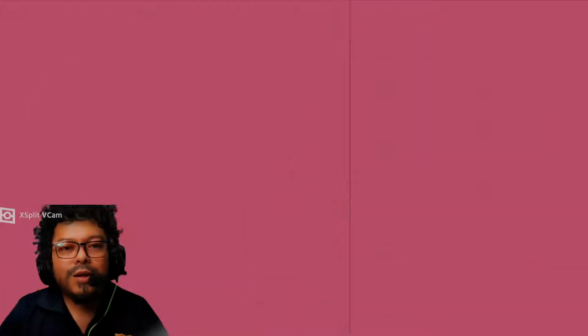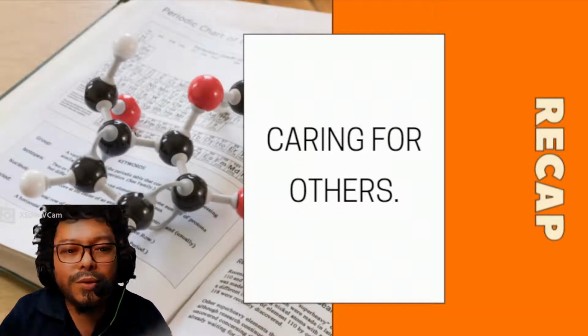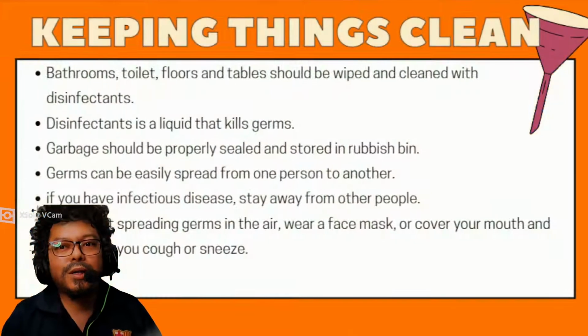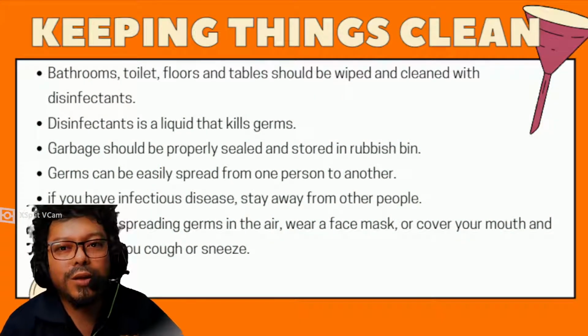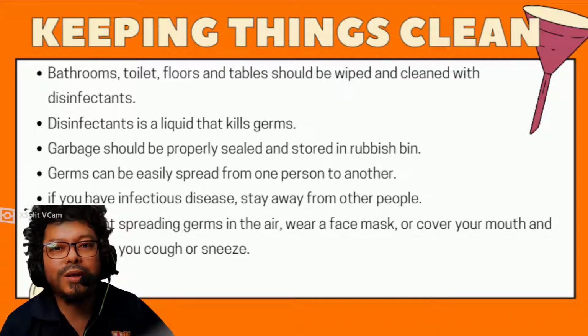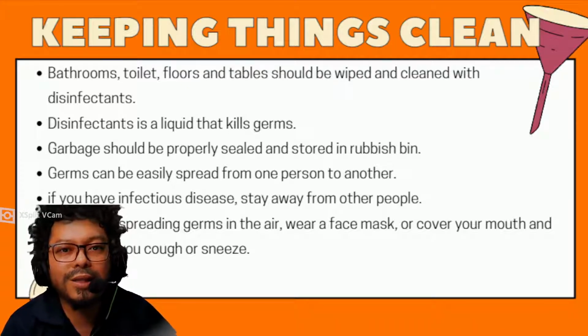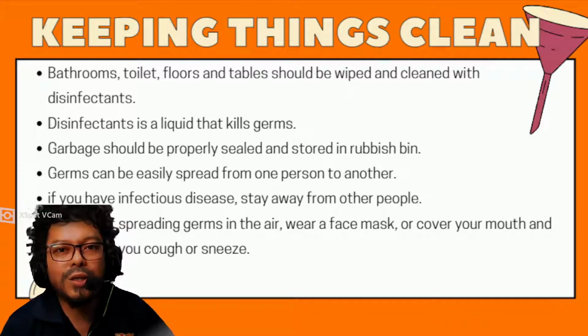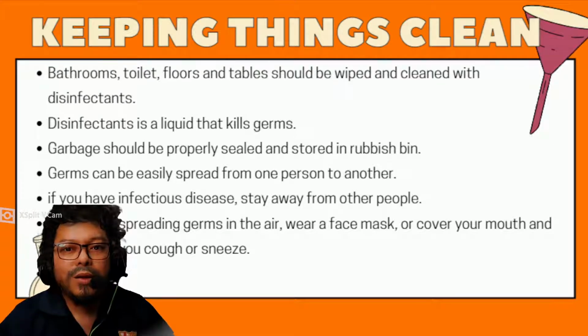Okay, now last week we learned about caring for others, that is by keeping things clean. Bathrooms, toilets, floors, and tables should be wiped and cleaned with disinfectants. Now, disinfectant means a chemical that is used to kill germs. Disinfectant is a liquid chemical that kills germs. Okay, next, garbage should be properly sealed and stored in a rubbish bin.